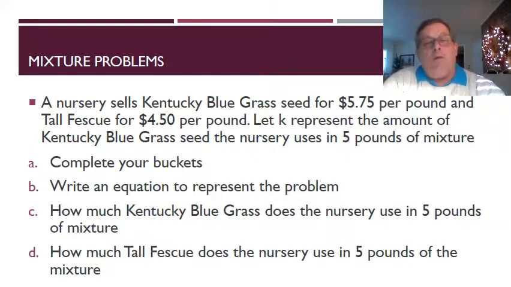So, 4 things you're asked to do. I'm going to say complete your buckets, write an equation to represent the problem. You're going to get to the equation from your buckets, and then you're going to find out how many pounds of bluegrass seed the nursery uses in a 5-pound mixture. And then from that, you can then determine how much tall fescue does the nursery use in 5 pounds of the mixture. So you're going to have a bucket for the Kentucky bluegrass, a bucket for the tall fescue, and you're going to have a bucket for the mixture. And in this case, you know that there's 5 pounds of the mixture.